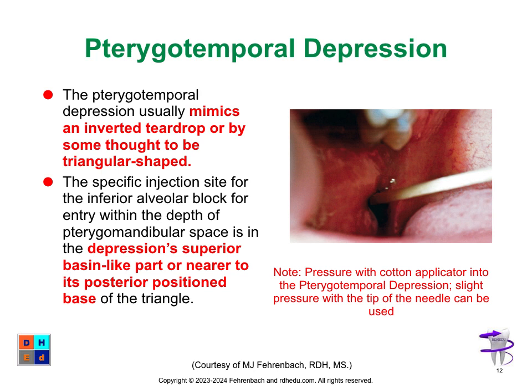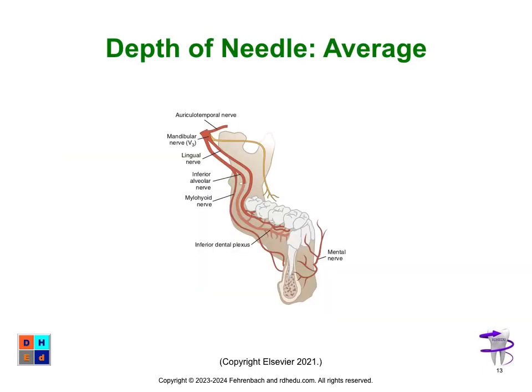Again, slight pressure with the tip of the needle can be used right before you go in. So again, you want to go in the superior basal part or near to its posterior position base. I find that, again, prevents that masseter muscle from being in my way, and it prevents, again, the depth. I'm getting that. Let's look over the next thing. Where are we located here? Well, look here.